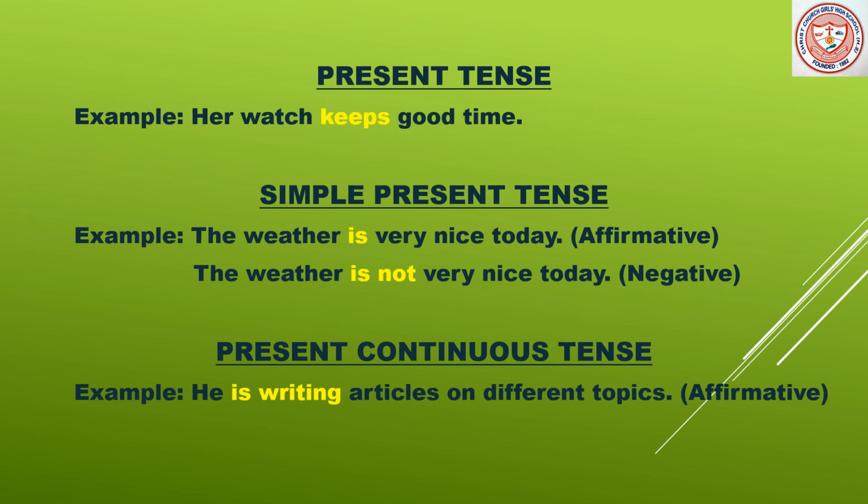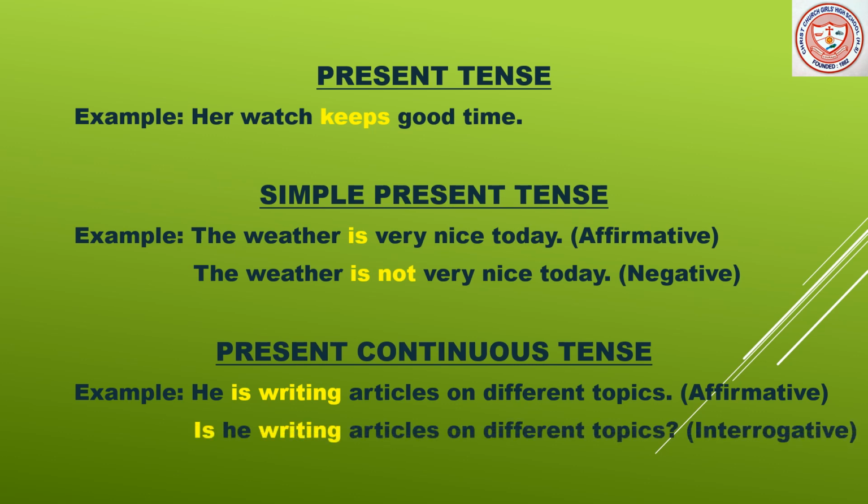This is expressing a temporary action which may not be actually happening at the time of speaking. In this sentence, we have used the word is as a helping verb and we have added ing with the main verb, right. And you can follow that this is an affirmative sentence. Next one, is he writing articles on different topics?